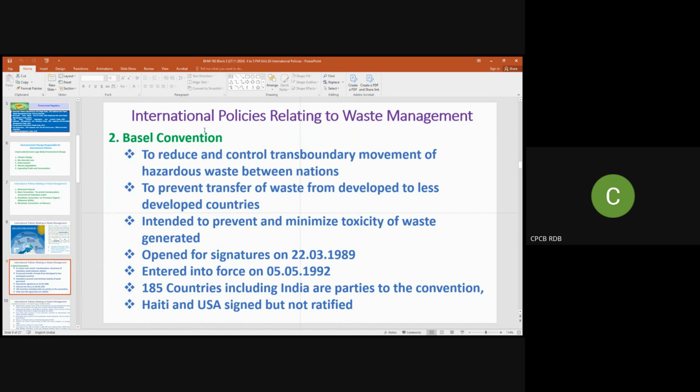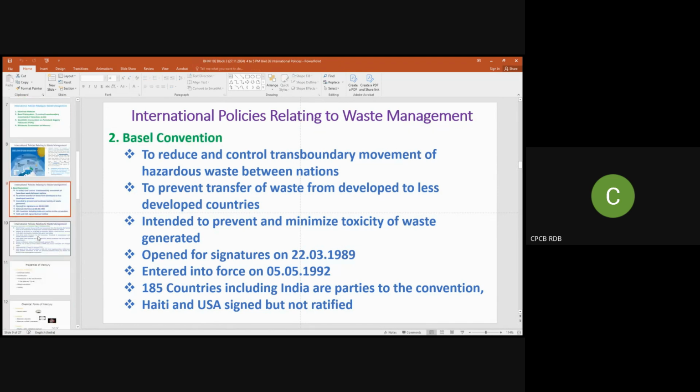These dates you have to remember, and the purpose of this convention you have to remember. That's all, and you can expect at least one question from each and every international policy. Also, this Basel Convention entered into force on 5th May 1992. As on date, about 185 countries, including India, are parties to the convention. India has signed this agreement, and in accordance with the Basel Convention, various rules and regulations have been formulated in order to control the transboundary movement of hazardous waste from one country to other.